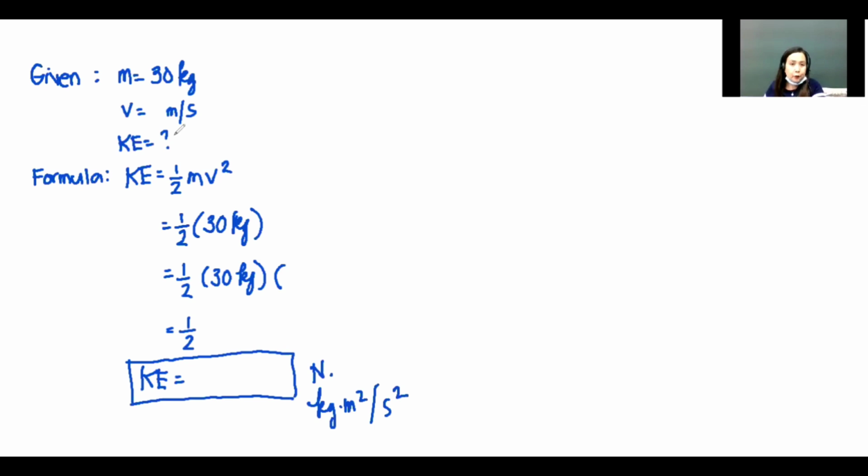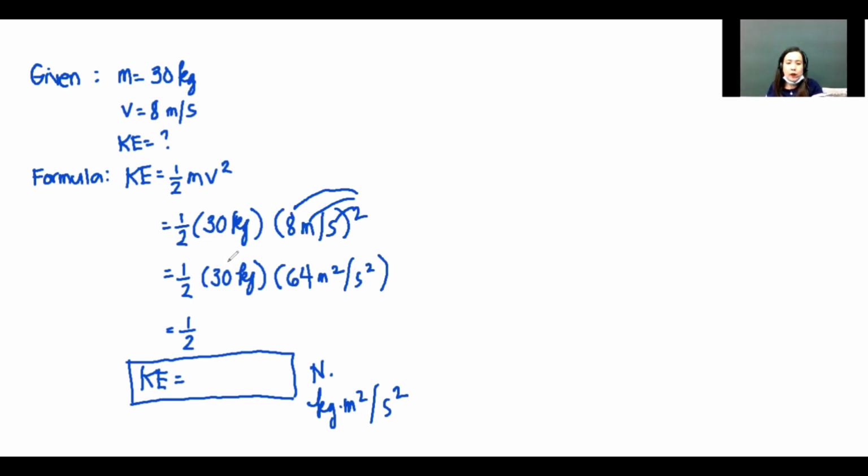So this time for letter B, the velocity is 8. Please change the velocity: 30 kilograms times 8 meters per second squared. As I have said, settle first the one with the square. So 8 times 8, multiply by itself. The answer is 64 meters square per second square. Okay? Next.